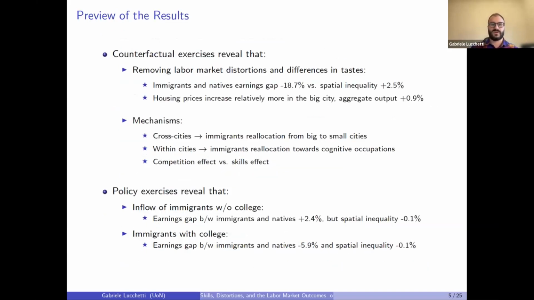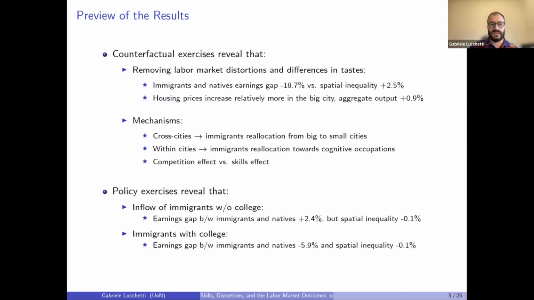So, what is the preview of the results? My counterfactual exercises revealed that by removing labor market distortions and differences in tastes, the immigrants versus natives earnings gap is going to decrease by about 19%, but at the same time, spatial inequality, so the earnings gap across cities, is going to increase by 2.5%. So this counterfactual is revealing a trade-off between reducing inequality among workers and increasing inequality across cities.